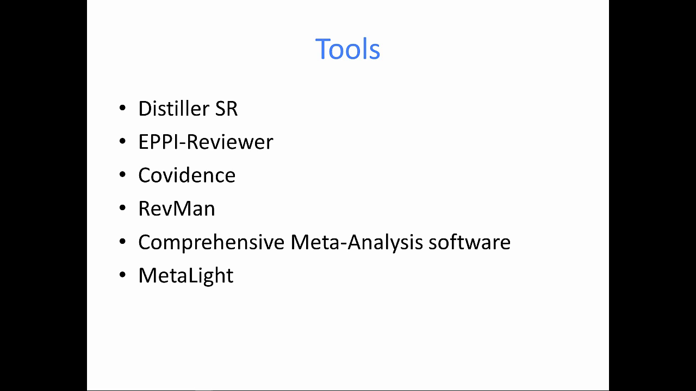RevMan is software from the Cochrane Collaboration as well. It's used for preparing and maintaining Cochrane reviews. It's required for those conducting Cochrane reviews, but you can use it free of charge for purely academic purposes as well. CMA is a software that will perform your meta-analysis quickly, computes treatment effects, and creates forest plots. MetaLite is a software application designed to support the teaching and learning of meta-analysis. It's available freely from Epicenter. You can find links to these tools and others on the HSHSL's Systematic Review Guide.